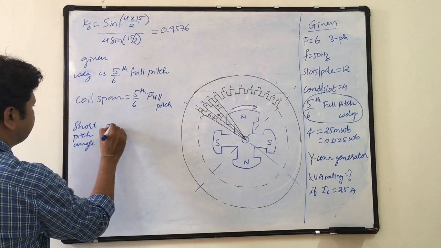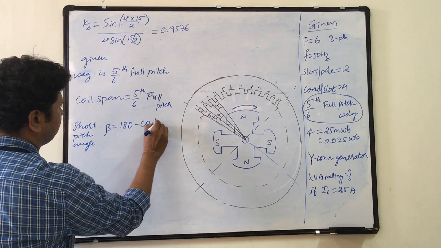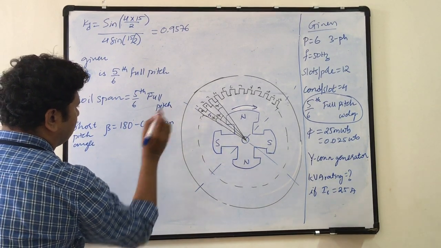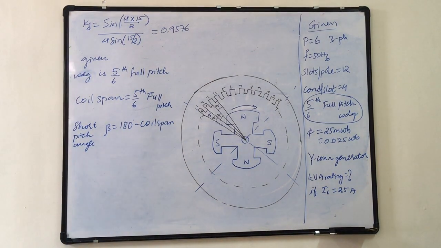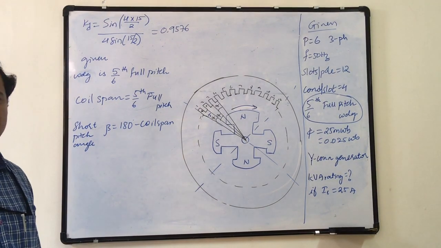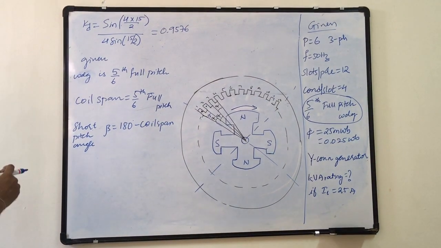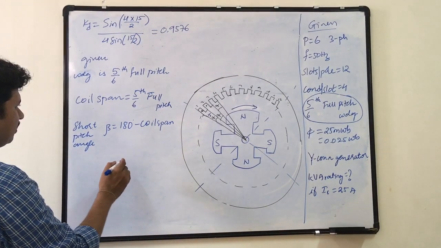Short pitch angle beta is equal to 180 degrees minus coil span. Coil span and short pitch angle can be expressed in various ways. I can express the short pitchness of the coil with respect to the number of slots also. That we will see in the next example. So 180 degrees minus coil span.